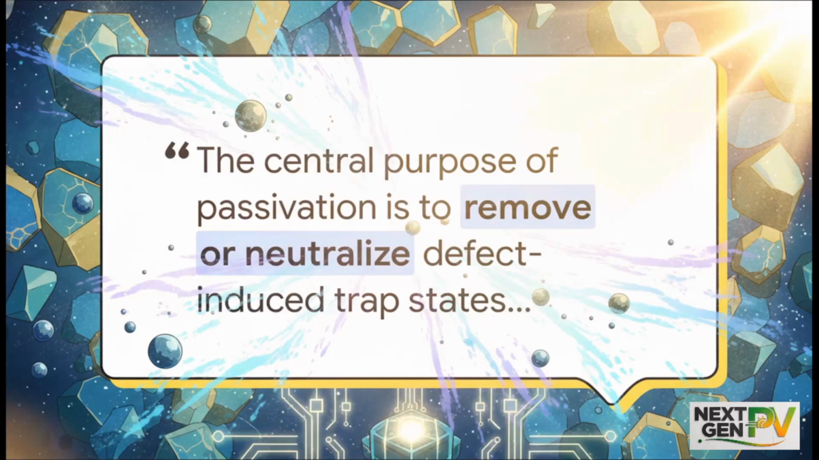To bring it all together, let's look at this definitive summary straight from the source material. The central purpose of passivation is to remove or neutralize defect-induced trap states and stabilize vulnerable regions of the perovskite. That is the absolute linchpin of this entire technology. By mastering the chemistry of missing atoms and microscopic pothole filling, we take a fragile crystal and turn it into a durable, hyper-efficient energy powerhouse.